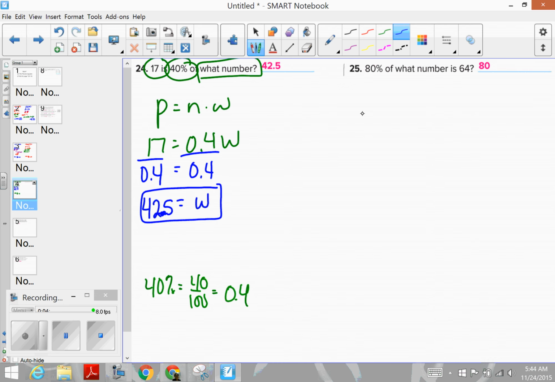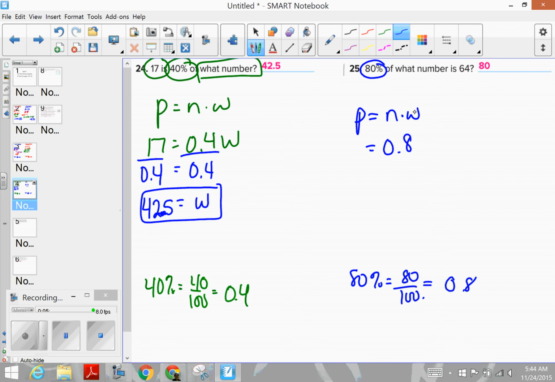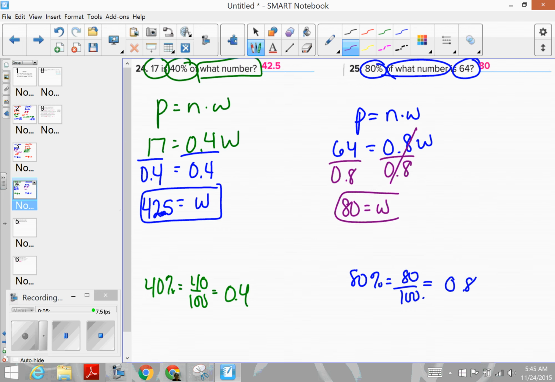Here's our next one. Write your formula. P equals N times W. 80%, so 80% equals 80 over 100, and that equals 0.8. So we're going to say 0.8 times what number, which is just W, and then 64 is your part. So now we're going to solve by dividing by the number next to the letter. So 64 divided by 0.8, that equals 80. So 80 equals W.